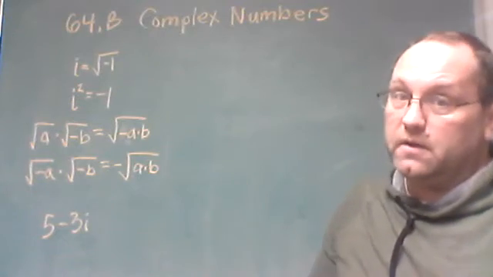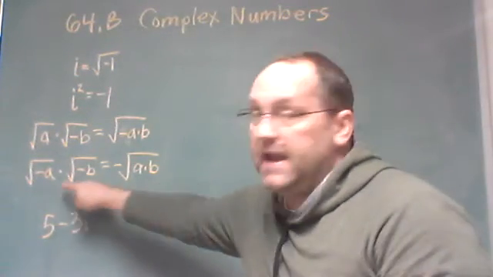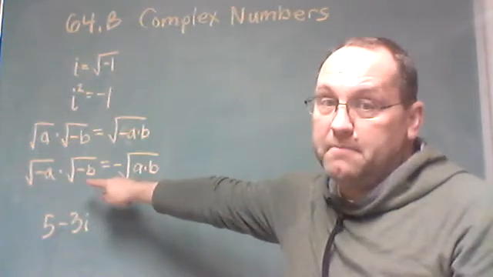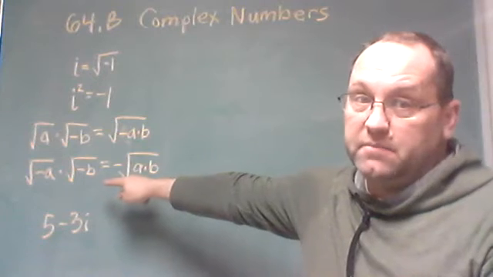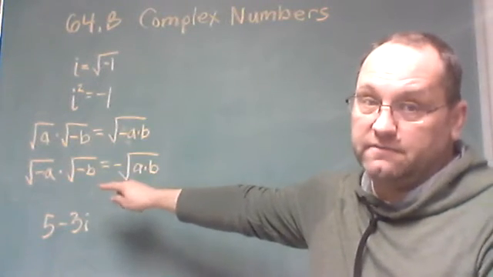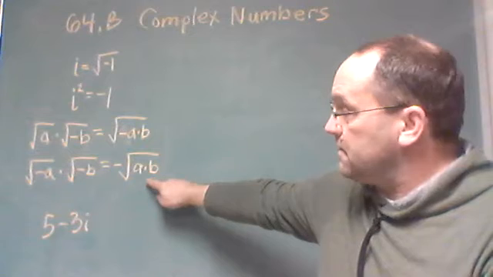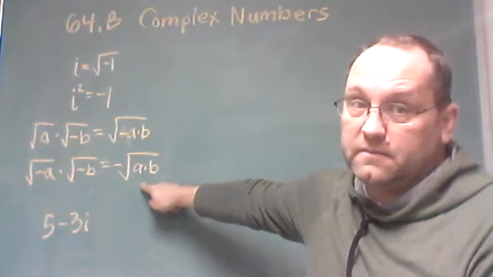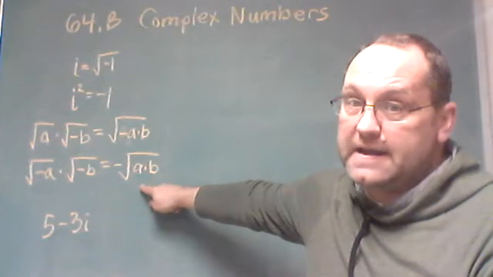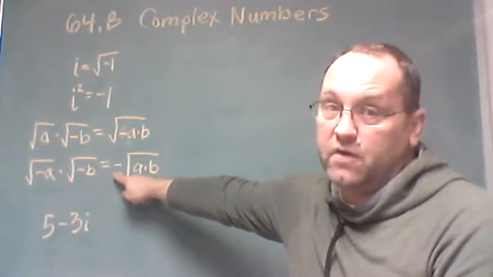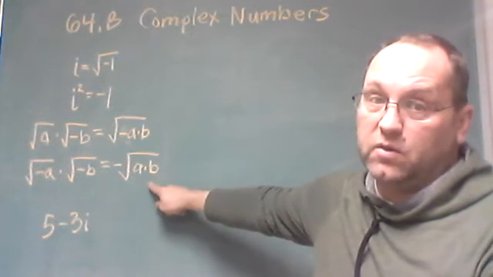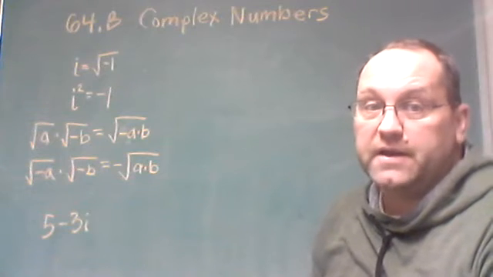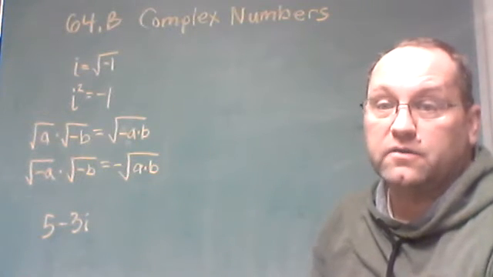But remember, if both of them are negative, there's a new rule. We cannot multiply the square root of minus a times the square root of minus b, because that would result in a positive square root of ab. We have a new rule for that. If both of the numbers under the square root symbol are negative, we put the negative outside and then multiply them. So remember, there are two separate rules depending on how many negative radicals are involved.